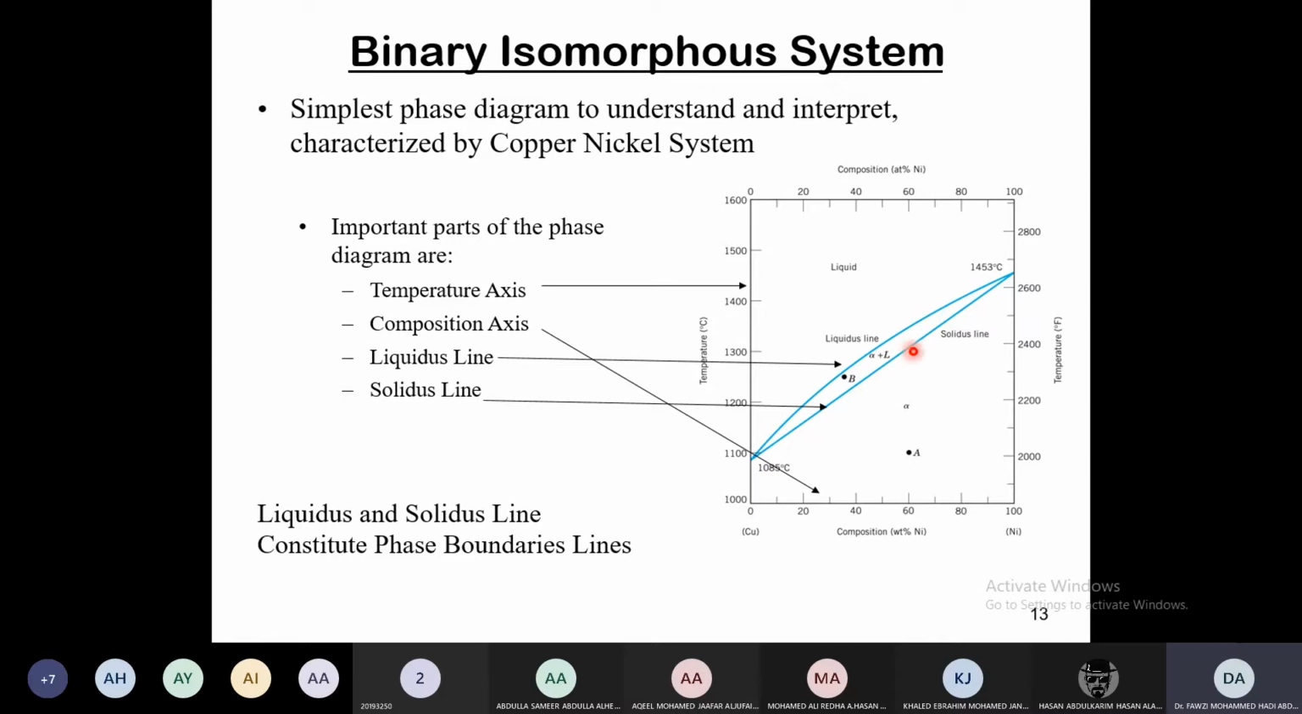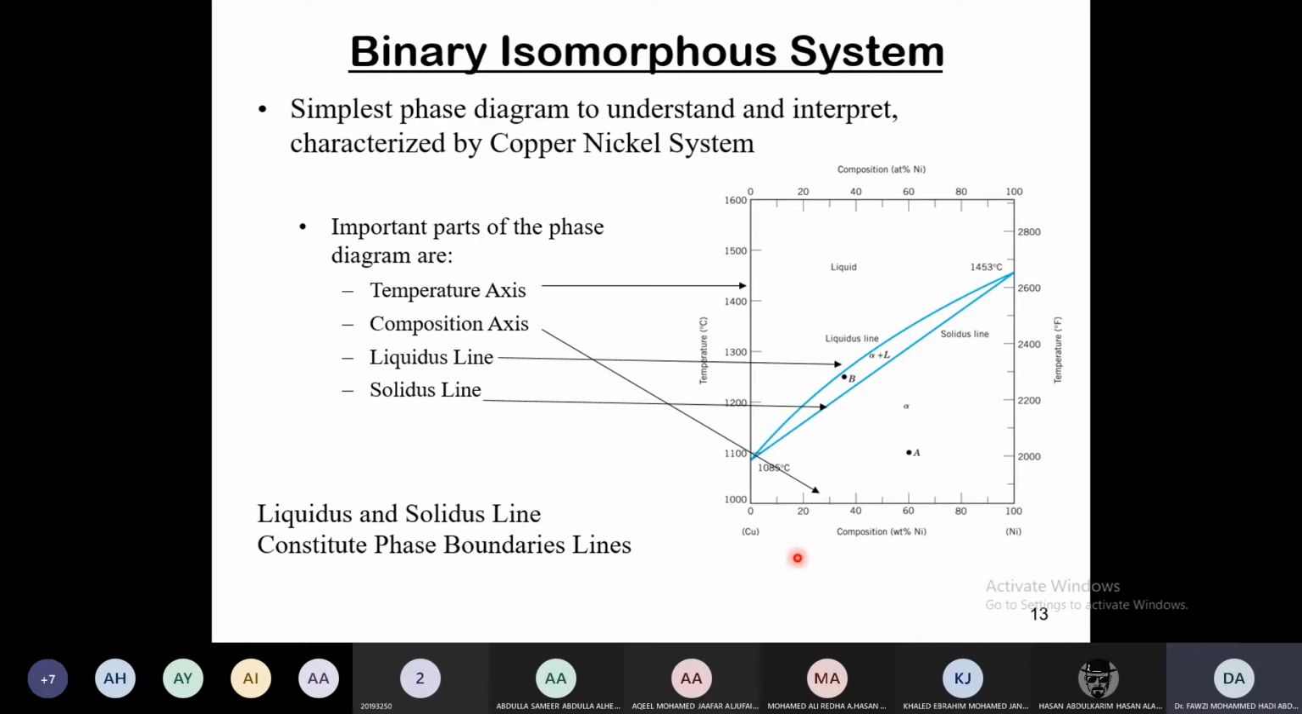Between these two lines, you have two phases, the alpha solid solution and the liquid solution. Above the liquidus line, everything is liquid, and below the solidus line, everything is solid, and that's the alpha solid solution. Now, before we go there, let's notice one thing important here.